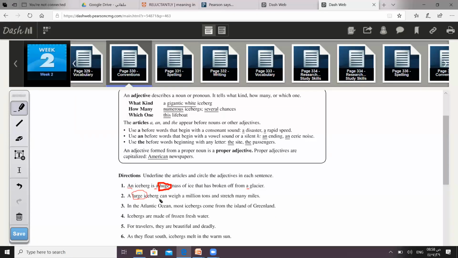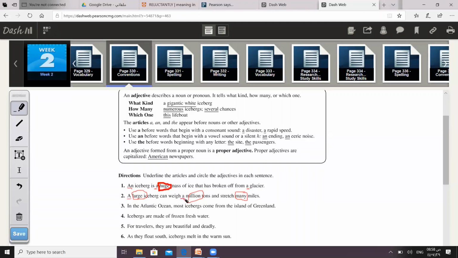Now, what else? We have more than one. We have 3 adjectives. Iceberg. Million. Million. Many. Very good. Million. What else? There's many. Many. Perfect. Many. I'm sorry, my circles are not that clear. Now, who can tell me where are the articles?